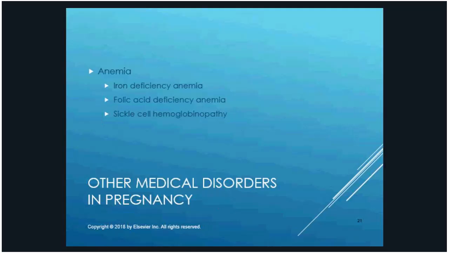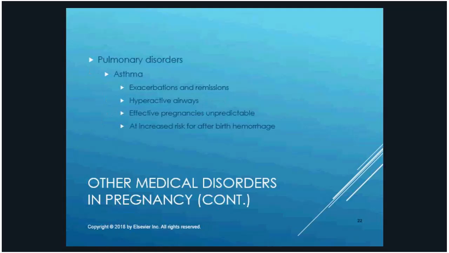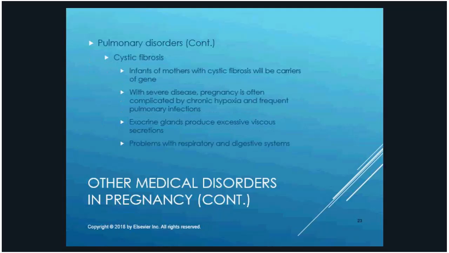Anemia is another medical disorder in pregnancy. It could be due to iron deficiency, a folic acid deficiency, or sickle cell hemoglobin pathology. Pulmonary disorders: asthma, with exacerbations and remissions and hyperactive airways. Its effect on pregnancies is unpredictable, so they're at an increased risk for postpartum hemorrhage.